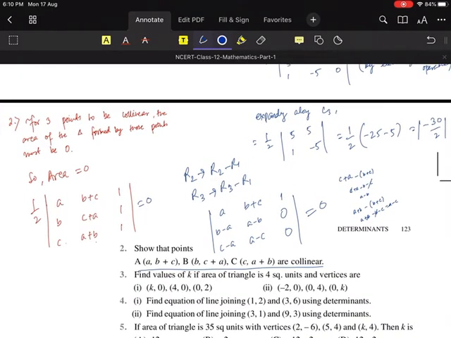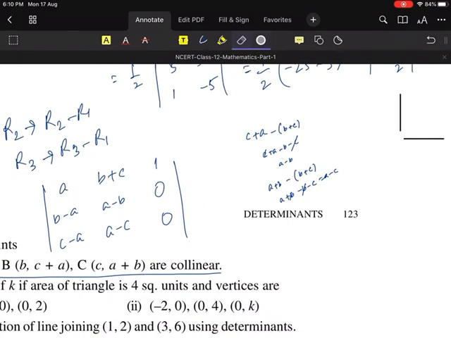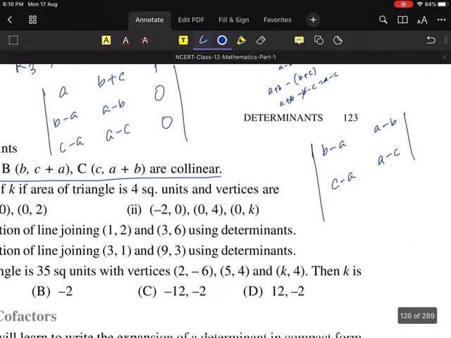Okay? Not equal to 0. We have to prove that it's equal to 0. Why am I writing equal to 0 again and again? We have to prove that it's equal to 0. So let's find the value. Let us expand along column 3. So if I expand along column 3, what I get? I get B minus A, A minus B, C minus A, A minus C, right?